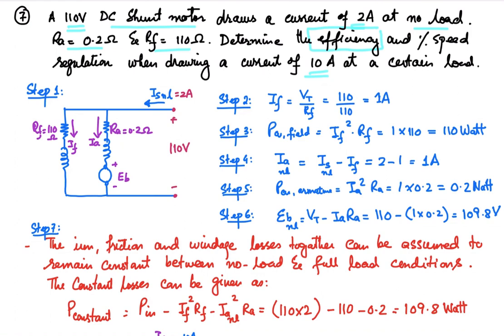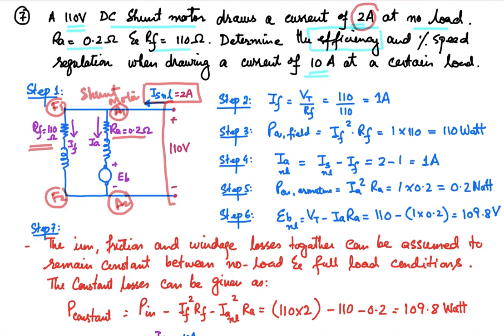So as we discussed in our previous tutorials, first step is to draw the equivalent circuit diagram. As it is a shunt motor, your field winding and the armature winding will be in parallel. So field winding F1 and F2 and the armature winding A1 and A2 that you can see over here are connected in parallel. Armature resistance is 0.2 ohm, field resistance is 110 ohm, and the supply that is connected is of 110 volt, and at no load the machine is going to take 2 ampere, so that is mentioned over here, no load current of your machine.